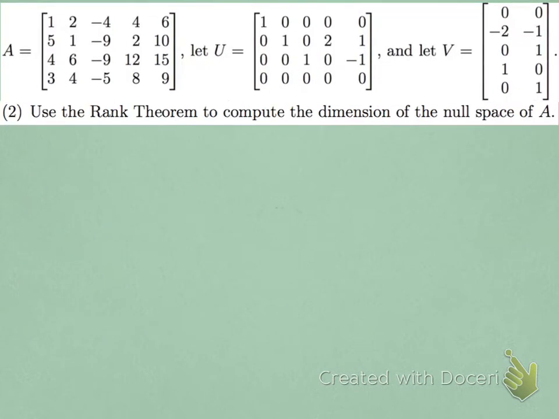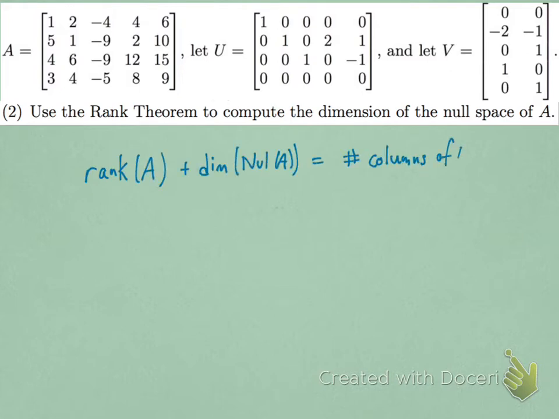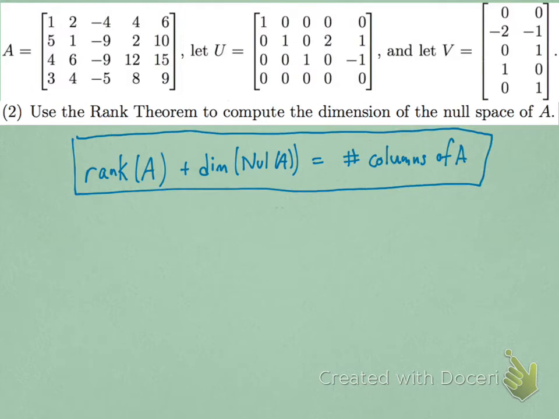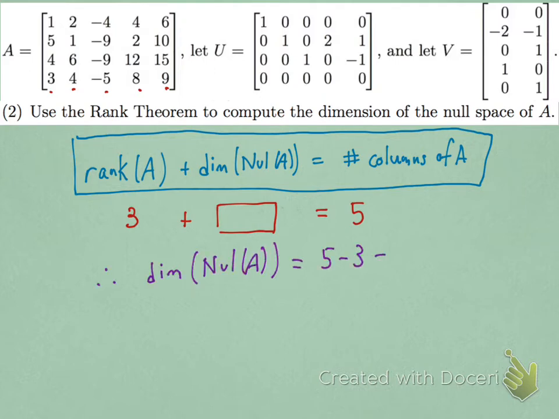In the next problem, you're asked to use the rank theorem, or the Rank-Nullity theorem, to compute the dimension of the null space of A. The rank theorem says that the rank of the matrix plus the dimension of the null space is equal to the number of columns of the matrix. We've just computed the rank was 3, the dimension of the null space is what's unknown, and this is supposed to equal the number of columns of A, which is 5. So we can solve for the unknown and see that the dimension of the null space of A is 5 minus 3, which is 2.